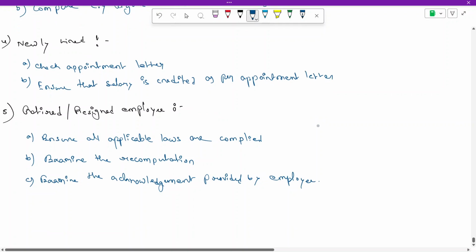Newly hired: check appointment letter, ensure the salary is created as per the appointment letter. Retired or resigned: for retired and resigned employees, ensure all applicable laws are complied, examine the recomputation and examine the acknowledgement provided by employee.